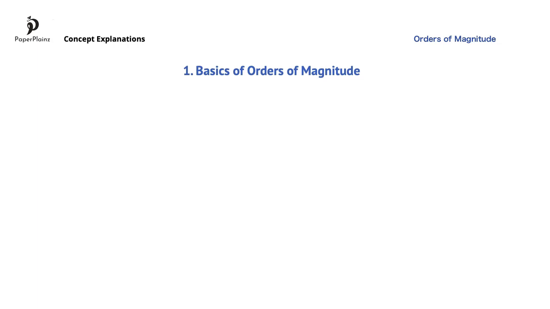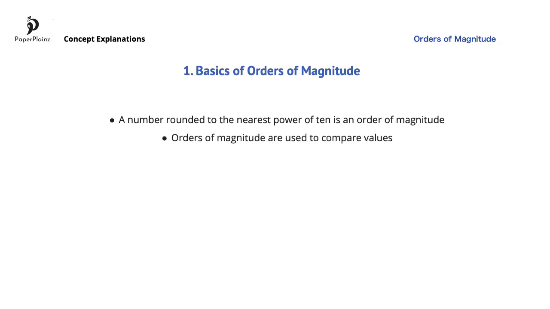There are different ways to define order of magnitude, but a simple way to put it is that a number rounded to the nearest power of 10 is called an order of magnitude. Using orders of magnitude can be helpful when comparing values and when deciding whether a calculated result is sensible or not.